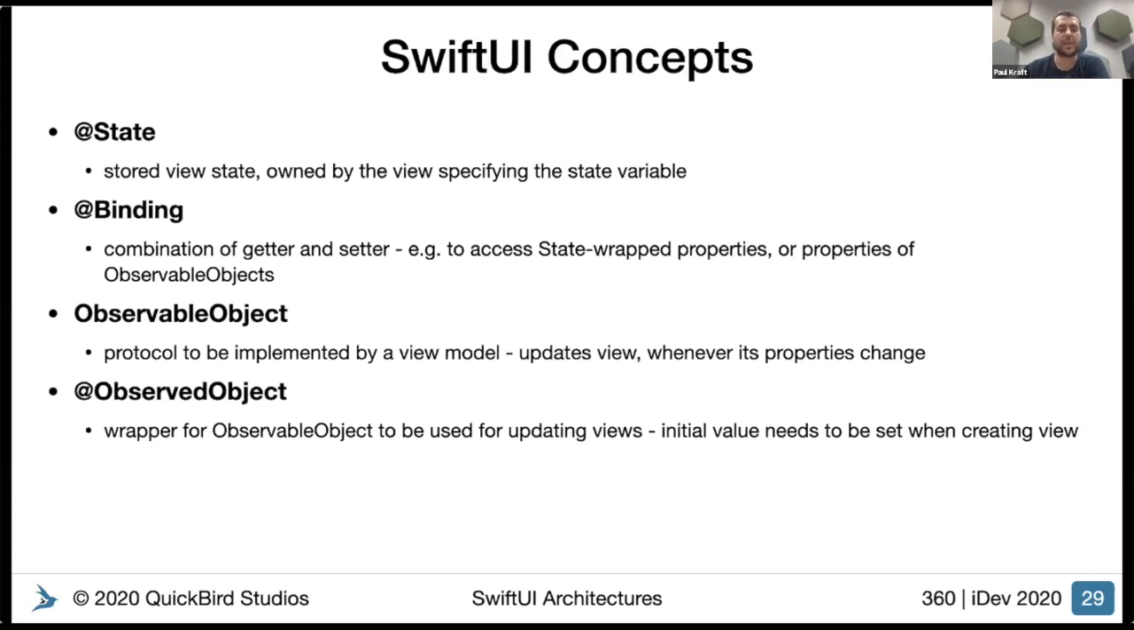Because most of the tutorials focus on the first two parts, and we are focusing mostly on observable object and observed object. So in general, you can just think about that you're creating some class which implements the observable object protocol, and you are then wrapping it in the observed object property wrapper. And we will show you that in the next exercise. And then whenever one of those properties changes, then the view is also changed.